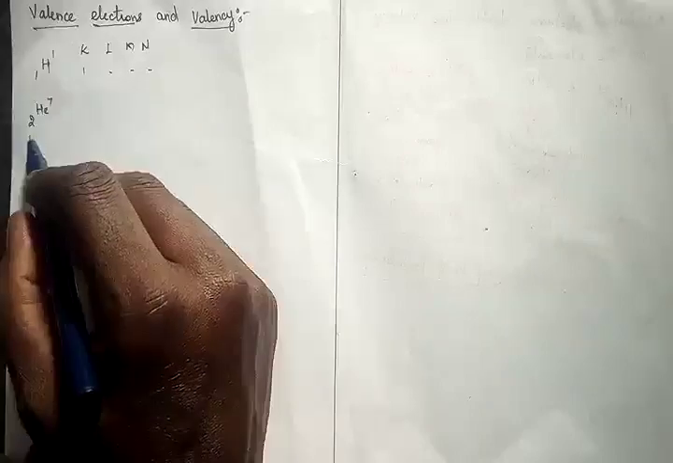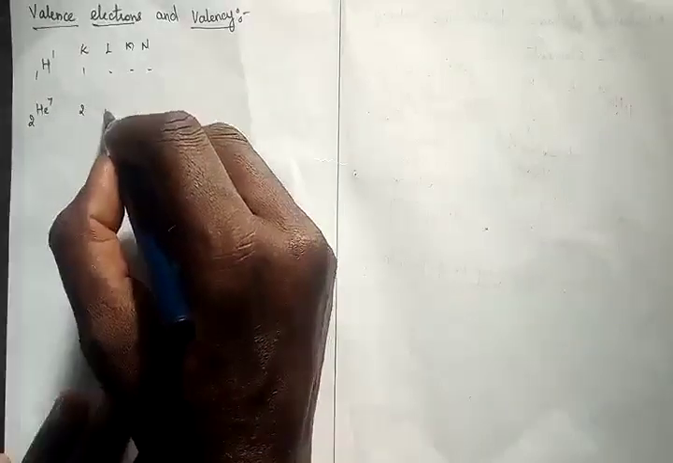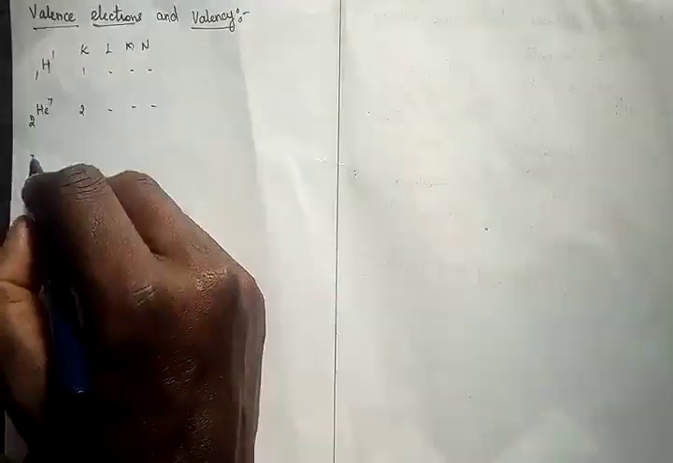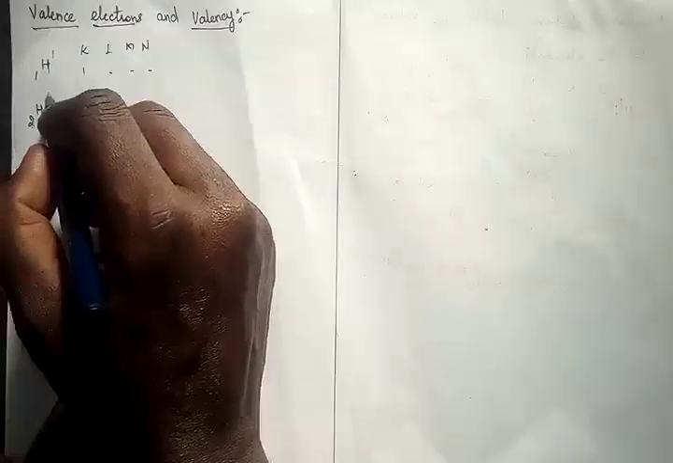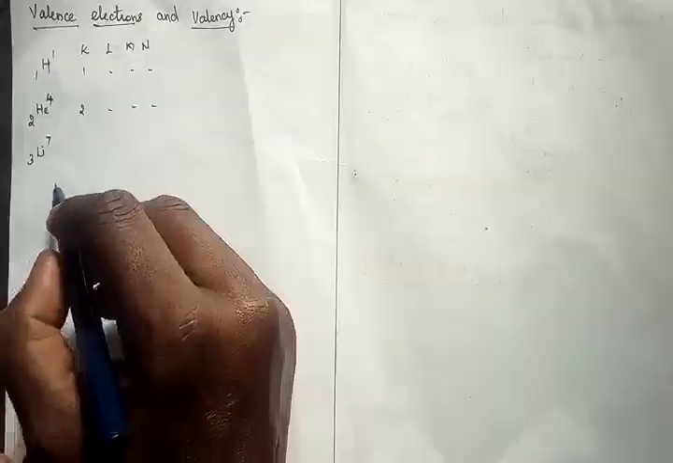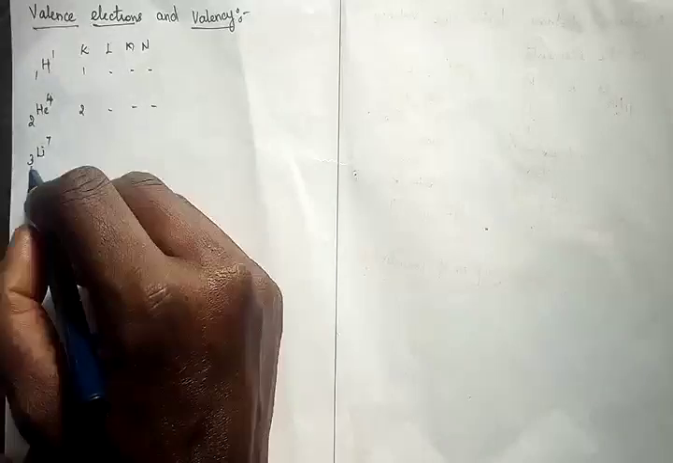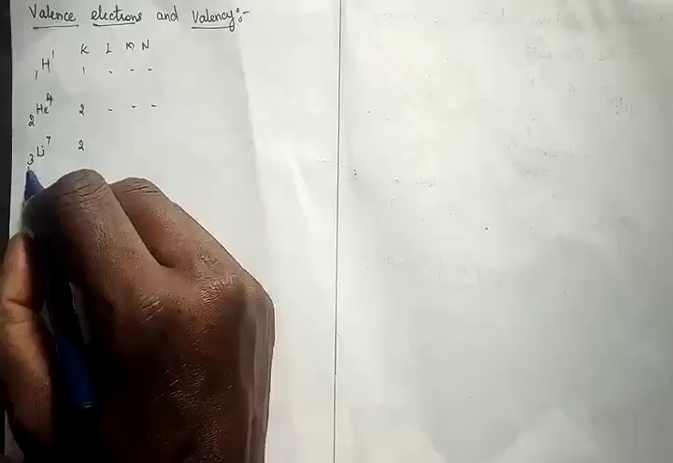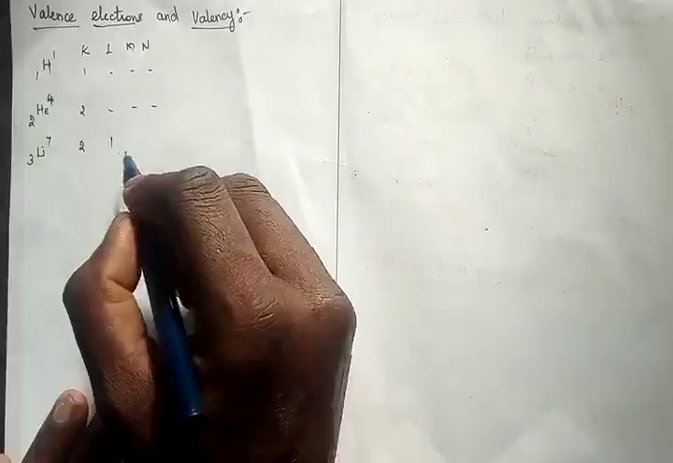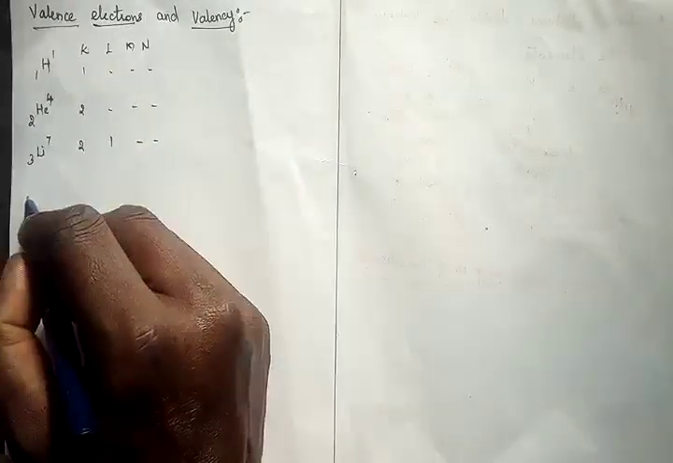Next, come to helium, atomic number 2, mass number 4. In the K shell alone there are 2 electrons, other shells are empty. Third is lithium, atomic number is 3, mass number is 7. So the K shell has 2 electrons and the third electron goes to the L shell, so the L shell has 1 electron, other shells are empty.